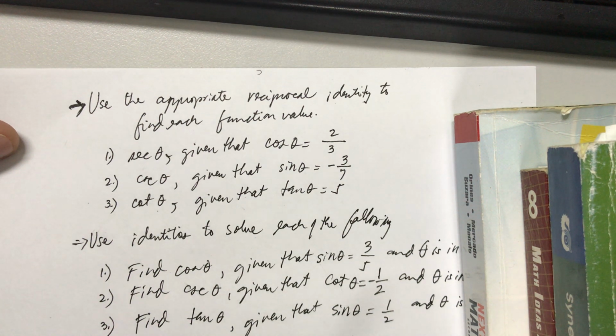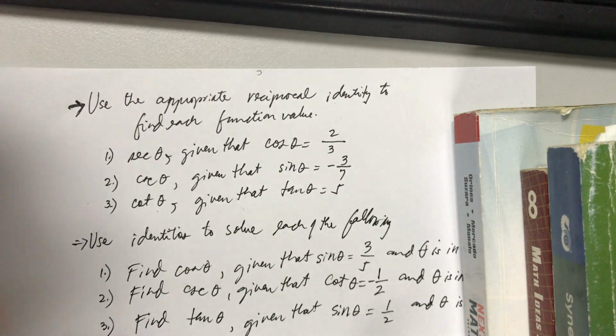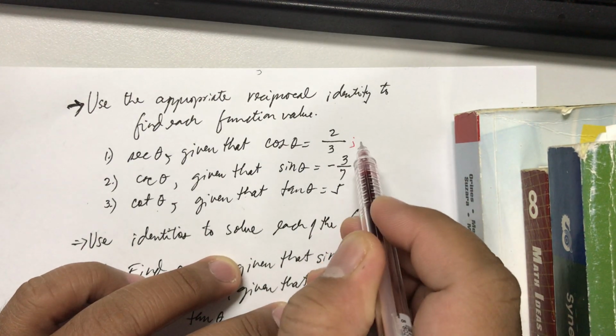Use the appropriate reciprocal identity to find each function value. Number 1, find secant theta given that cosine theta is 2/3. We all know that secant theta is the reciprocal of cosine theta. So for you to find secant theta, you simply need to find the reciprocal of cosine theta in the given, which is 2/3. The reciprocal of 2/3 is 3/2. Hence, if cosine theta is 2/3, then secant theta is 3/2. As simple as that.